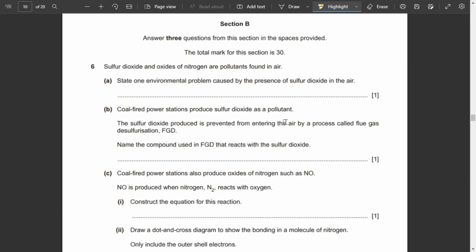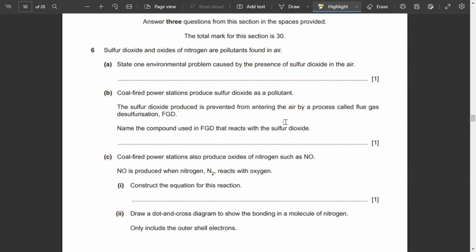Moving on to part B, coal-fired power stations produce sulfur dioxide as a pollutant. The sulfur dioxide produced is prevented from entering the air by a process called flue gas desulfurization, that is FGD. Name the compound used in FGD that reacts with sulfur dioxide. The compound is calcium carbonate, alright, for the desulfurization process.